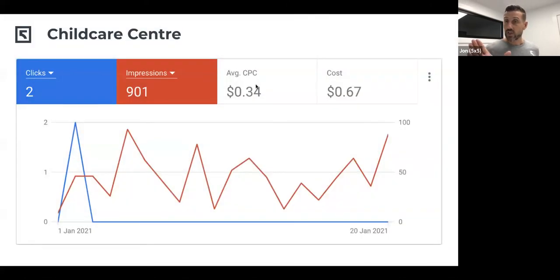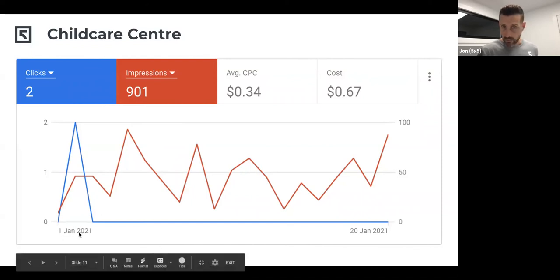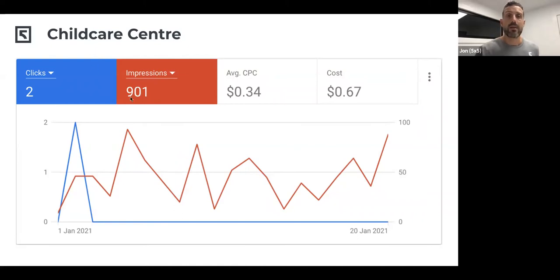We look at something like a childcare centre. So this is a childcare centre in Melbourne. This is actually from the start of the year, so the 1st of Jan through the 20th of Jan. And they don't do a lot of volume in terms of search traffic through their website. They haven't generated a heap of impressions, but still almost 1,000 eyeballs on the brand, 2 clicks, average cost per click 34 cents, a total cost for the month for 1,000 eyeballs on their brand, 67 cents.